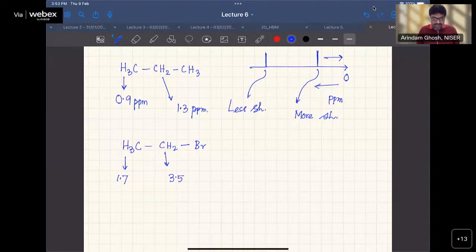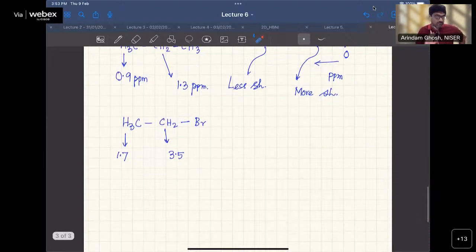Now, why did this happen? So 0.9 went to 1.7. So it has moved in the larger direction, which means less shielding. Obviously, it is less shielding because we have an electronegative Br, correct? So this is pulling the electrons. Therefore, this electron cloud is not surrounding this particular proton, but has been pulled towards the bromine because it's electronegative, and hence this proton is more exposed, with less shielding effect, and that is reflected by increasing this number, even for this one as well.